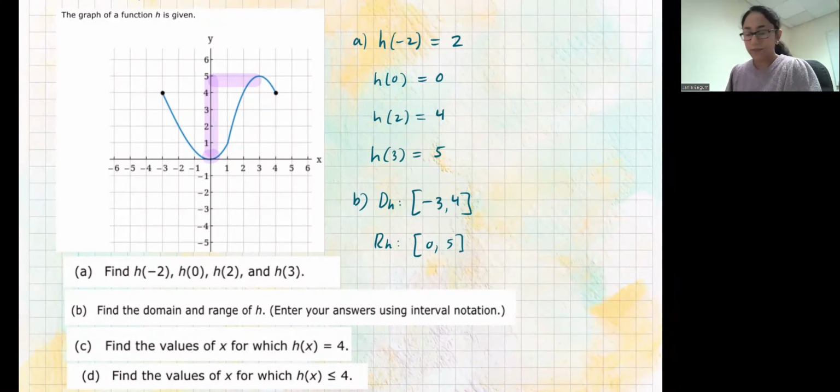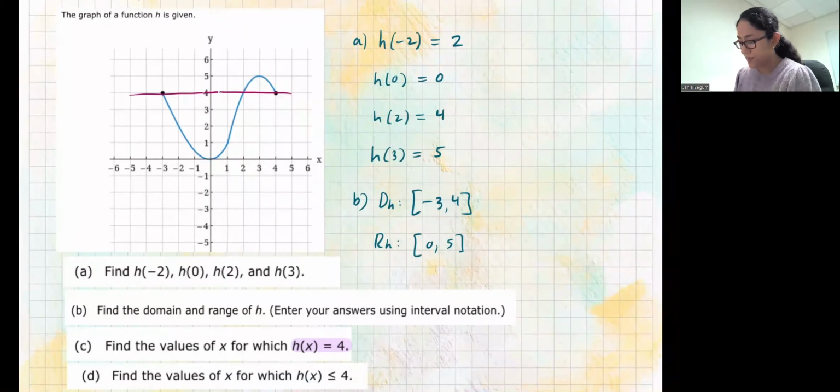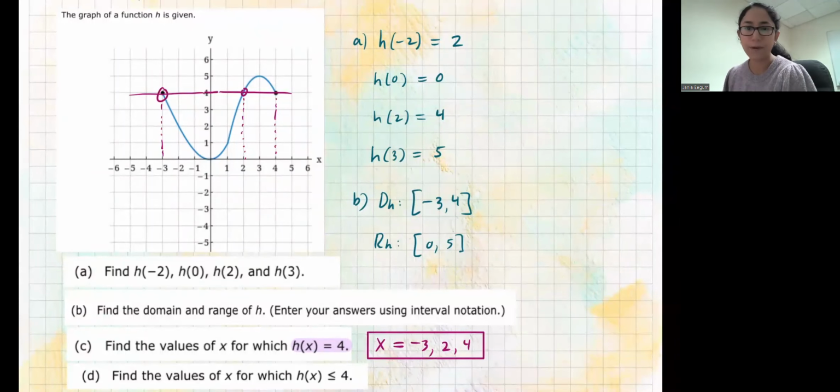All right, so now for the next part, we want to find what are the x values for which h of x is 4. h of x, again, is the y value. So when is the y value 4? Again, find 4 along the y-axis, and then draw a horizontal line and read off the corresponding x values. Here we get an x when y is 4. Here's another point when our y value is 4, and here's another place. So these are the corresponding x values. So you'll have x equals -3, 2, and 4. Those are the x coordinates when your h of x is 4.